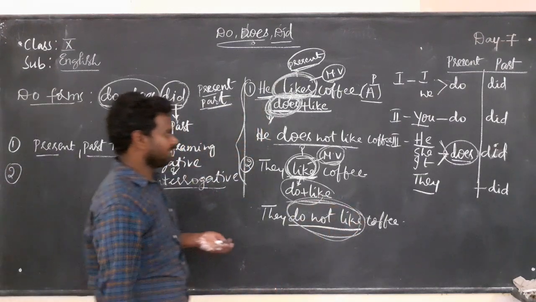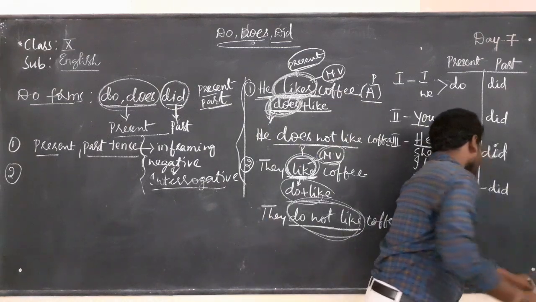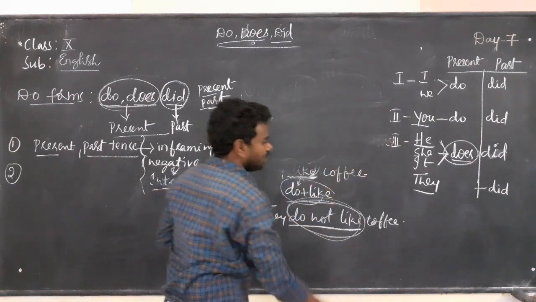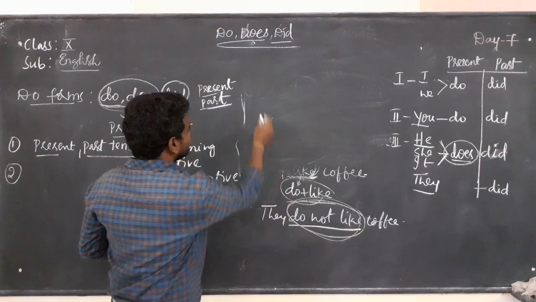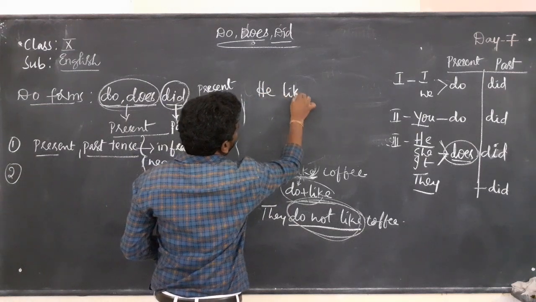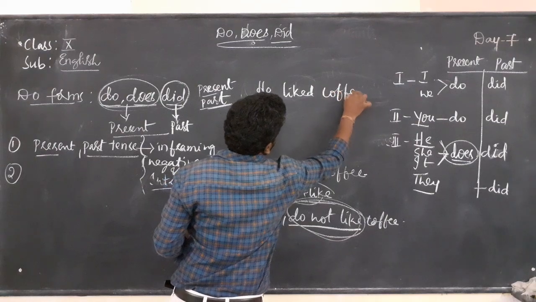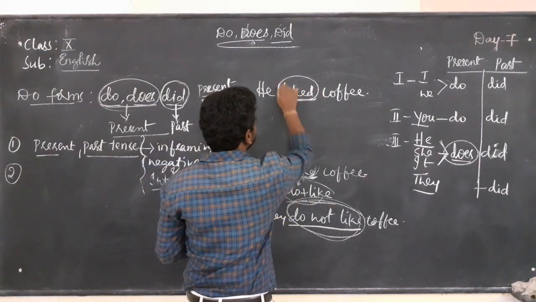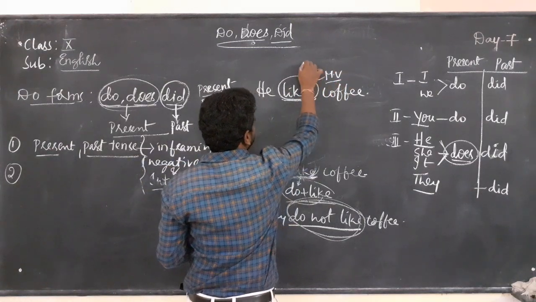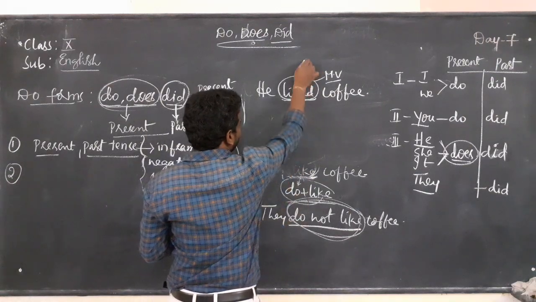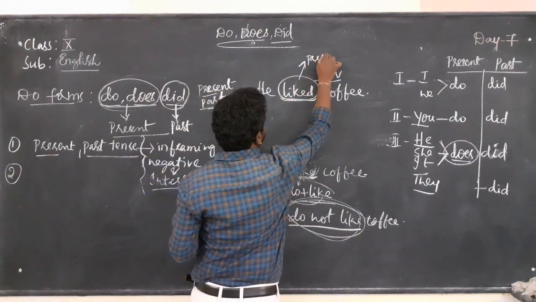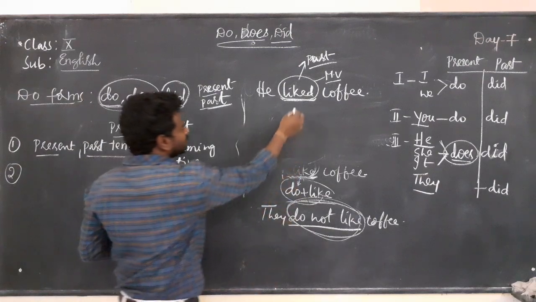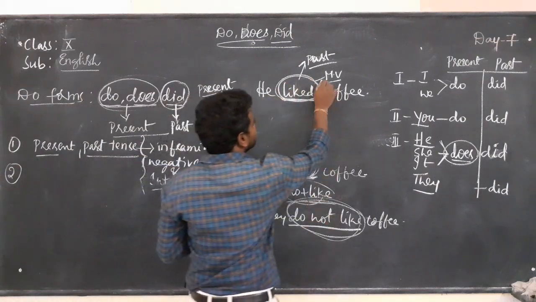So when it comes to, let us see one more example, right? For example, if I write he liked coffee. I just wrote here, he liked coffee. Liked is here, it's a main verb. What is the form here? It is a past form of a verb. Liked is here what? It's a past form of a verb. It is a main verb, right?